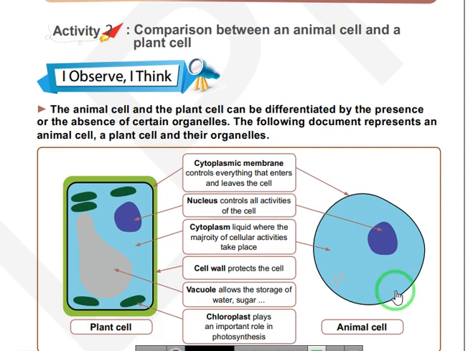So, based on this comparison, we can say that the three common parts between the animal and the plant cells are the cytoplasmic membrane, the nucleus, and the cytoplasm.